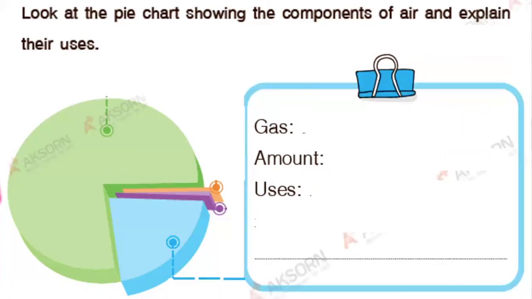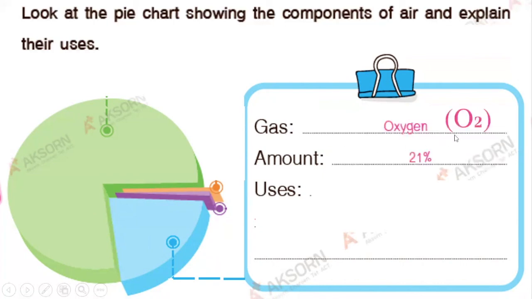Okay, next gas. What is it? The most important gas for all living things. Everybody knows, yeah? What is it? Oxygen. Repeat after me. Oxygen. And the chemical symbol is O2, right? O2. Okay? And the amount of oxygen is 21%. 21% in our air, right? 21%. Repeat after me. 21%.